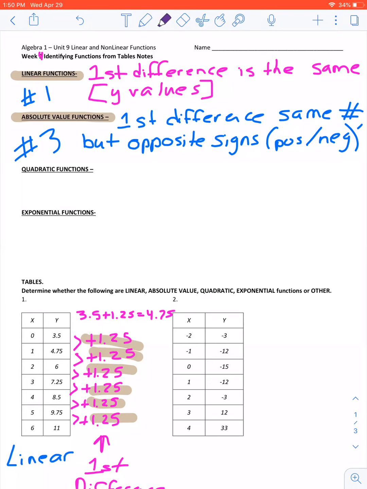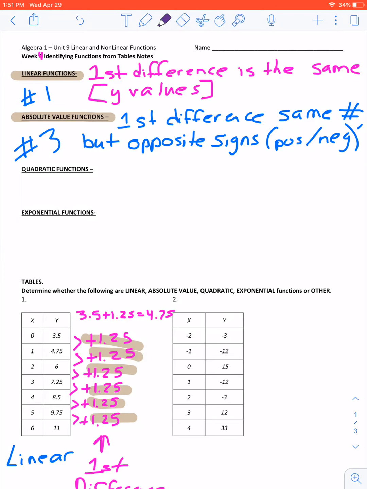So yesterday we talked about linear functions and how the first difference is always the same. When I talk about the first difference, I mean the x numbers have to be going up by the same increment, and then you look at how the y values change. Then we talked about absolute value functions, and their first difference was the same number, like 2, but positive and negative 2. So for linear, the first difference is the exact same number. For absolute value, the first difference is the same number, but positive and negative of that number.